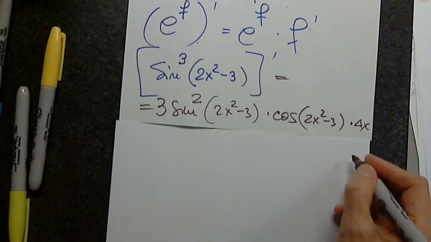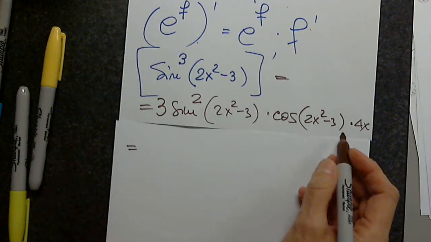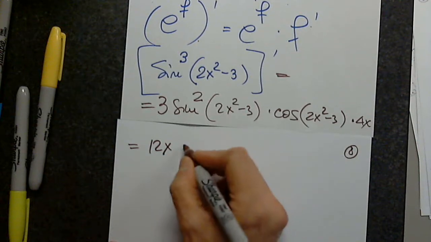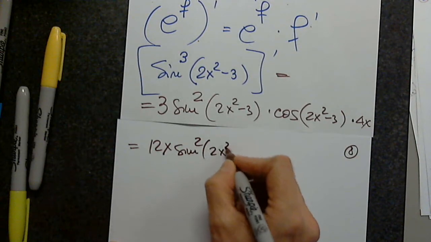No one can simplify. So 12x. So don't forget to let me just copy this and I'll answer your question.